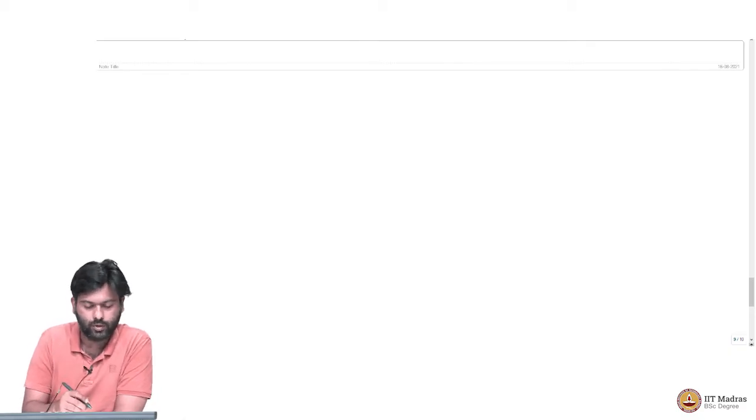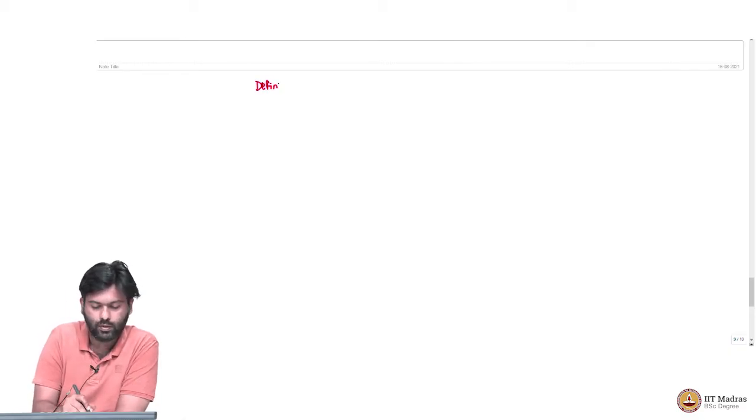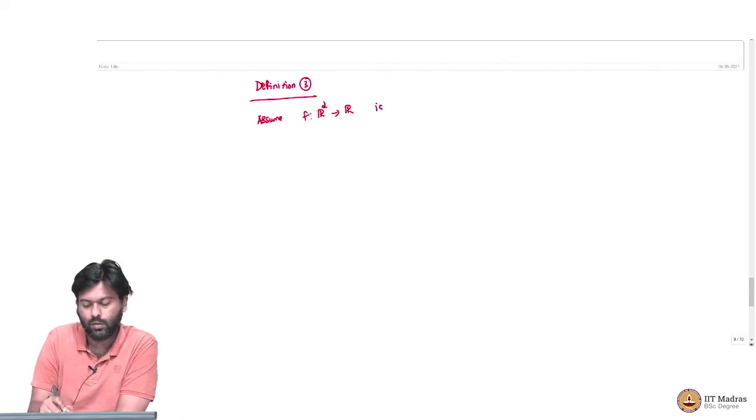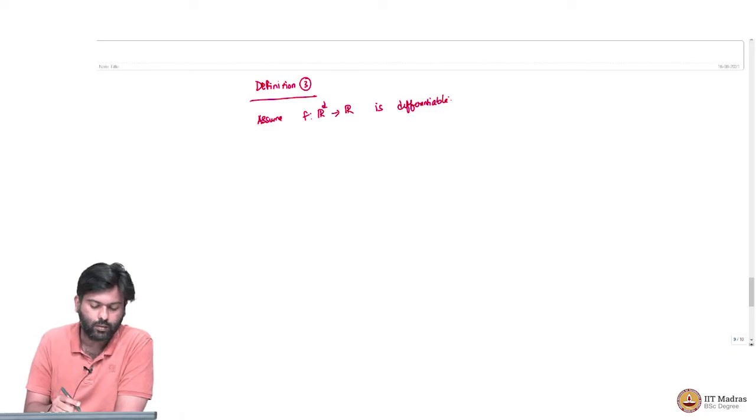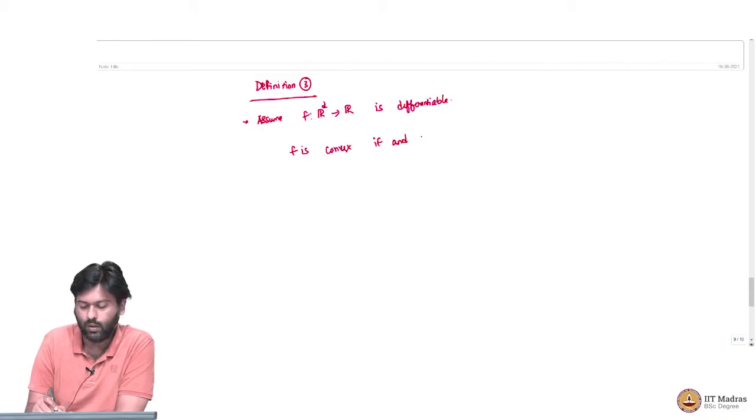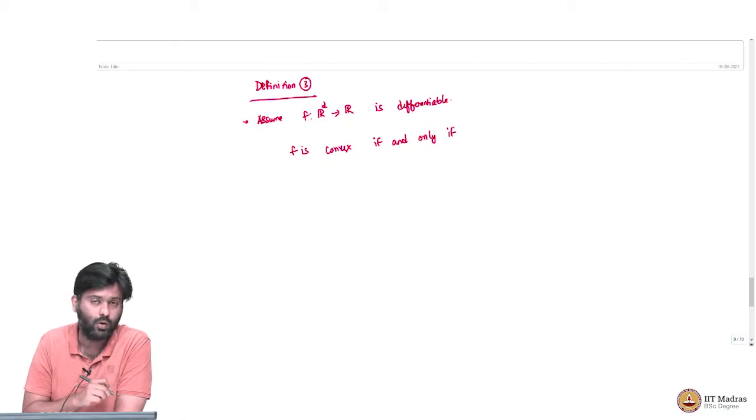Okay, so this is the third definition of convexity. So, this is definition 3, and for this definition we are going to assume that our function is differentiable, right, which means that the gradient of the function exists at every point. So, now assume f is differentiable. Now, we want to argue, what can we argue? We want to say that f is convex if and only if the following holds, right.